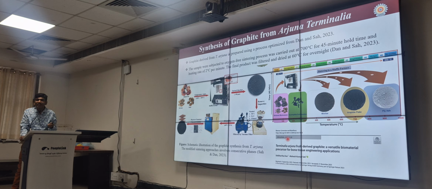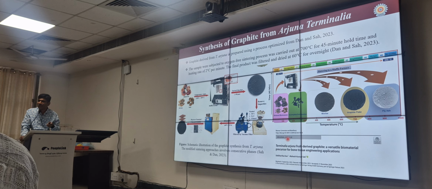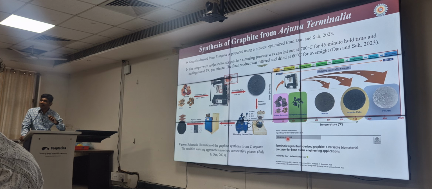Likewise, we also tried with the Arjuna terminalia graphite. So firstly, we derived the graphite from Arjuna terminalia. You might know about this tree, very famous in ancient medicine. The surprising fact is that if we tried a similar methodology with another source, the result was far away. It means something is there in the composition of this Arjuna terminalia, so that when we make graphite out of it, some extra factor is very supportive for the cells, right?